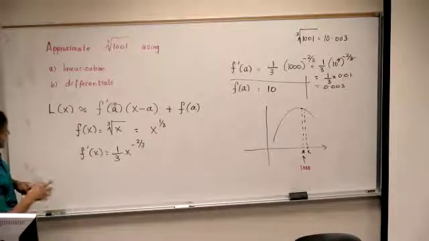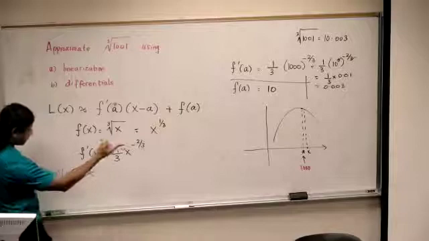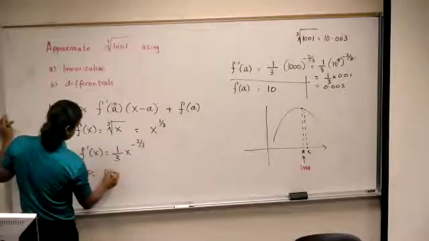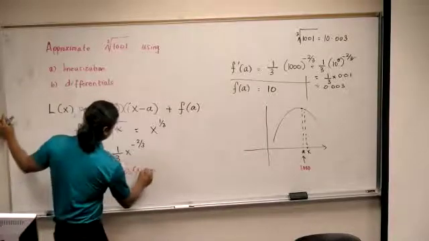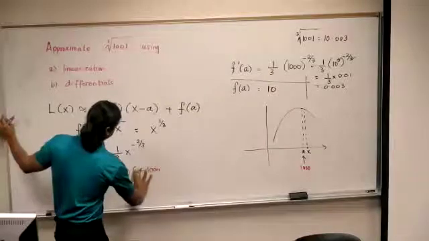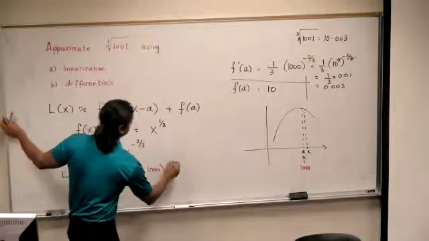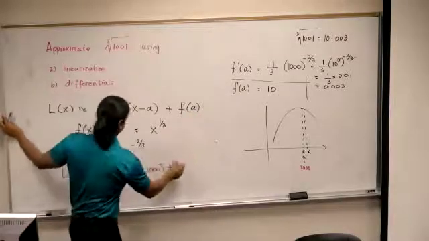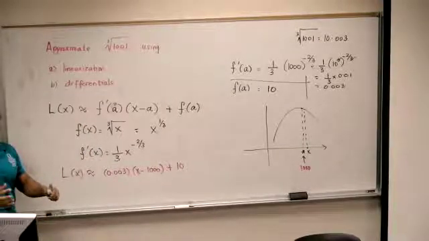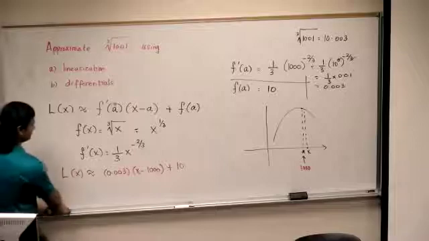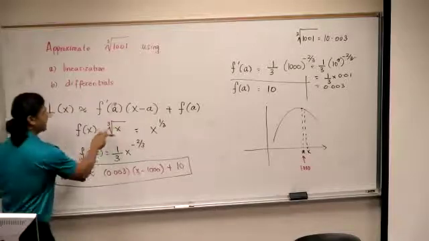So the linearization would now become L of x is approximately equal to 0.003 times (x minus 1,000) plus f of 1,000, which is 10. Good. So that is the linearization of that function.